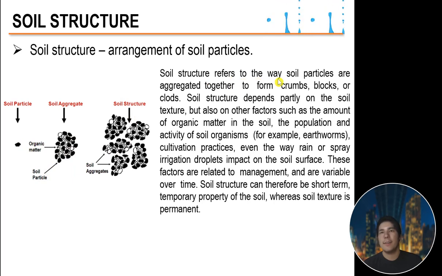So, soil structure refers to the way the soil particles are aggregated together to form crumbs, blocks, or clods. So, soil structure depends partly on the soil texture, but also on other factors such as the amount of organic matter in the soil, the population and the activity of soil organisms such as earthworms, cultivation practice, even the way rain or spray irrigation droplets impact on the soil surface. So these factors are related to management and are variable over time. Okay, so soil structure can therefore be a short-term, temporary property of soil, whereas soil texture is permanent.